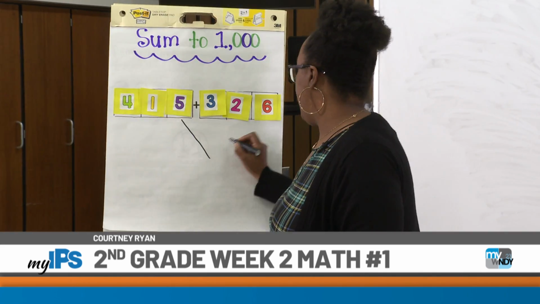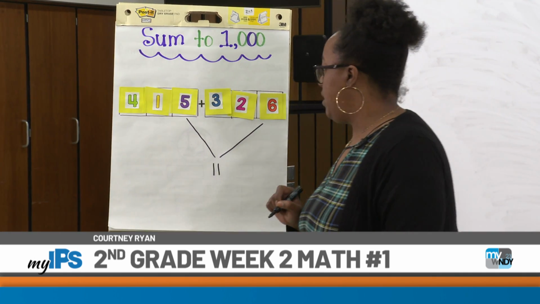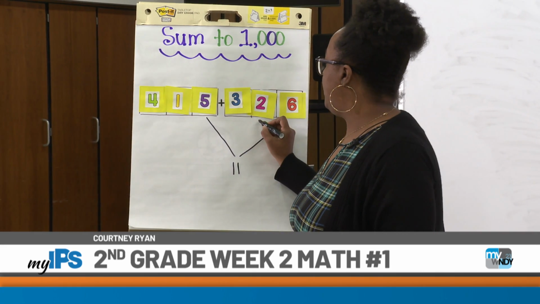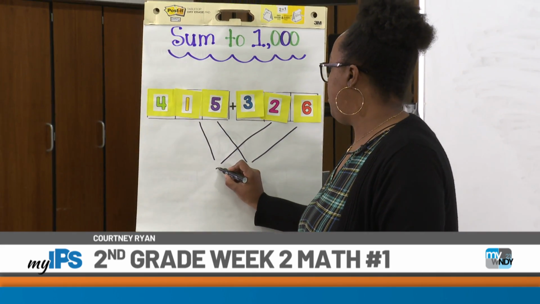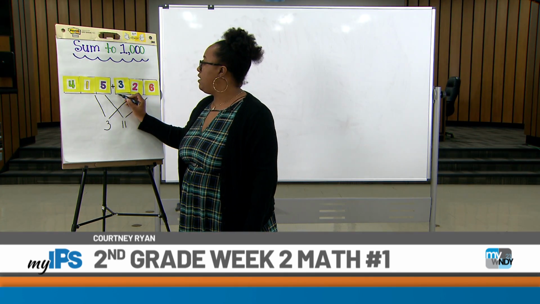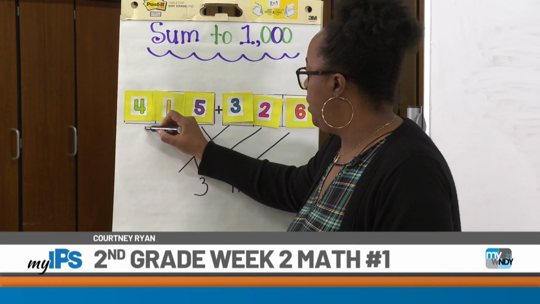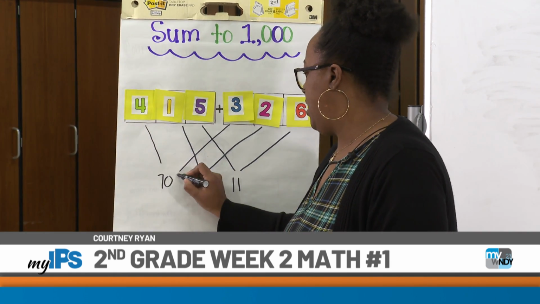I'm going to start by adding my numbers in the ones place. So I have 5 plus 6, which gives me 11. I'm going to add the numbers in my tens place. So 2 plus 1 gives me 3. And then I'll add the numbers in my hundreds place. So 300 plus 400 equals 700.